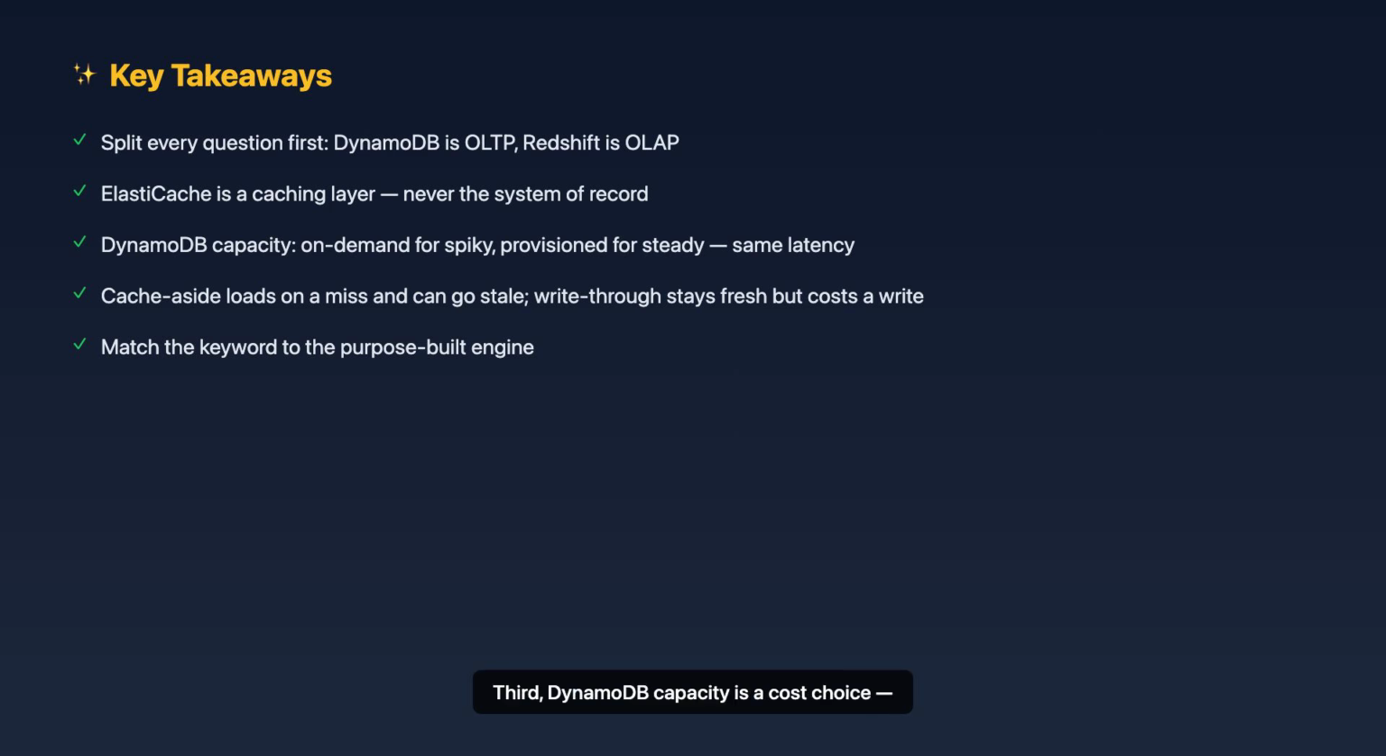Third, DynamoDB capacity is a cost choice: on-demand for spiky traffic, provisioned for steady, and the latency is identical either way. Fourth, cache-aside loads on a miss and can go stale, while write-through stays fresh but costs an extra write. And fifth, match the keyword to the purpose-built engine. Now let's see how well you absorbed all of this with a quick 5-question quiz.